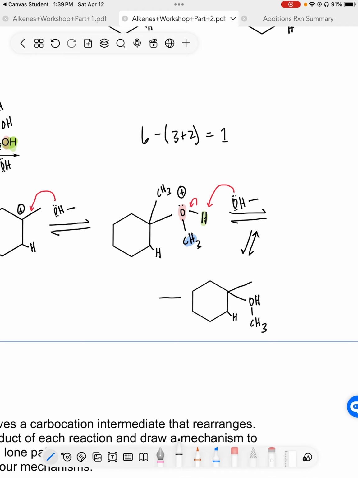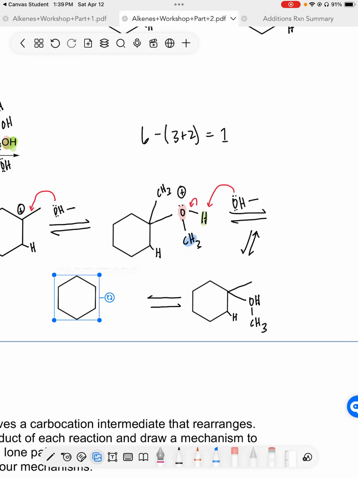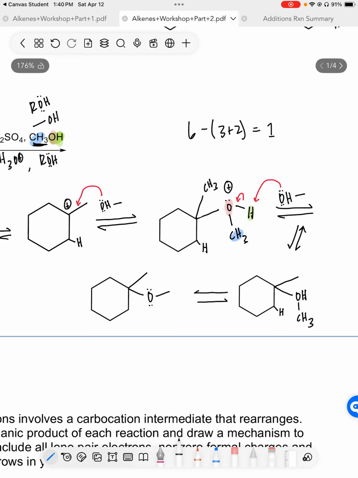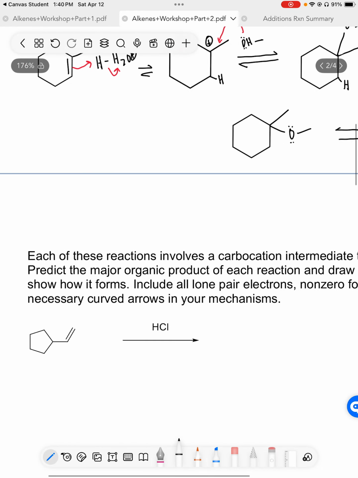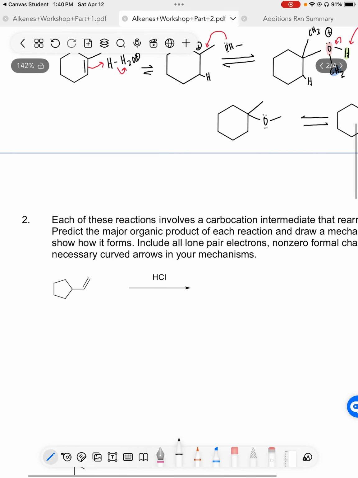So maybe it's easier to visualize this as being an ester if we draw it a little more cleaned up. So I'm going to clean it up a little bit. Here's our methyl group. Here is our ether. Oh, I was calling it an ester before, it's an ether. All right, in the next video we'll tackle these. There are some carbocation intermediates that have to be rearranged.